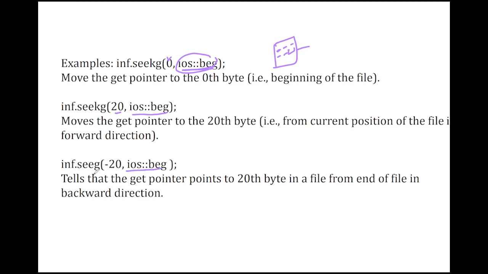Here it is mentioned ios::end with minus 20. This tells that the get pointer points to the 20th byte in the file from the end of the file. Here you could also have mentioned end. So from end, minus 20 means I will reverse count 20 bytes and start reading from there. So this is how we will use the two parameters of seekg. I hope this is clear. Seekg is used in order to manipulate the get pointer, and we can use either directly the number of bytes we want to move the pointer, or we can also use the two-parameter method.